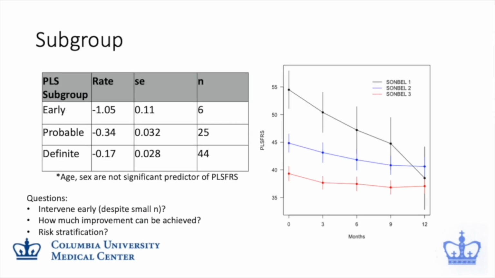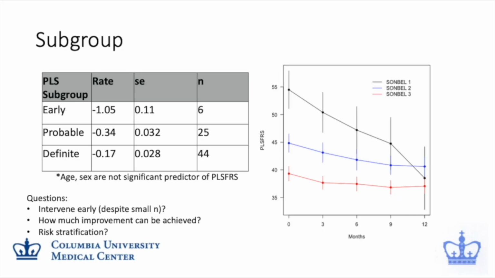And there are three patient subgroups: early PLS, probable PLS, and definite PLS, and we see that the decline rates are very different, right? The early PLS participants had the biggest decline, like a decline of 1.05 on the PLSFRS scale per month, and the definite PLS had the slowest decline, and this is pretty much the same experience that you've known, that this is a relatively slow progressing disease.